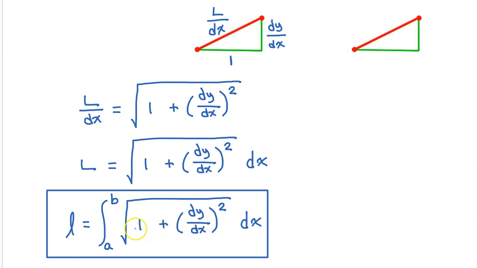This is one version of the arc length formula, and you need to memorize this. This formula gives you the length of a portion of a curve from A to B. All you need is the derivative.